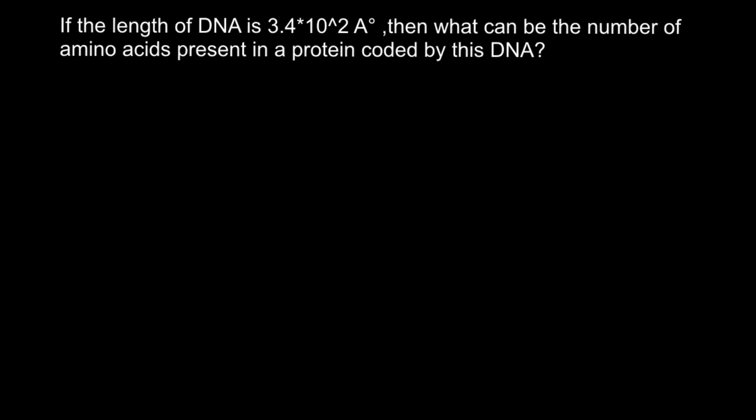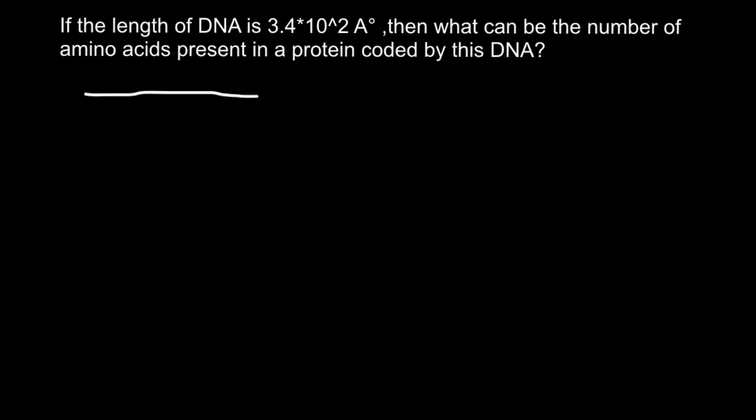Hello and welcome to Nikolay's genetics lessons. Today's problem I got from one of my subscribers, and here's the problem. If the length of the DNA is 3.4 multiplied by 10 to the power of 2 angstroms, then what can be the number of amino acids present in a protein coded by this DNA?